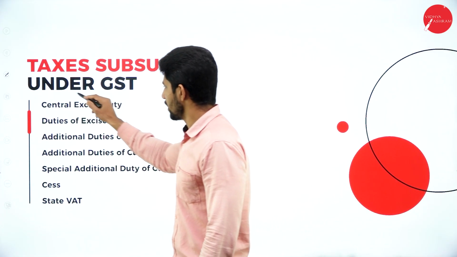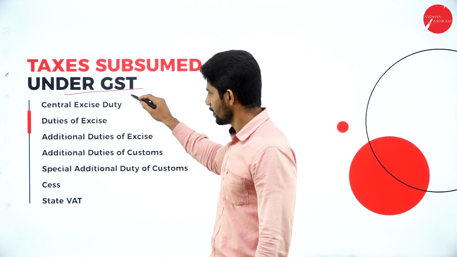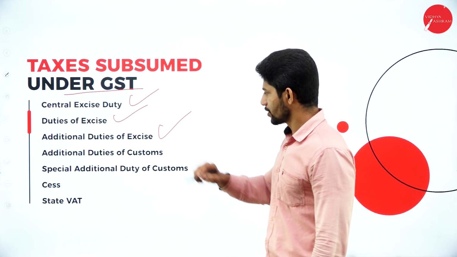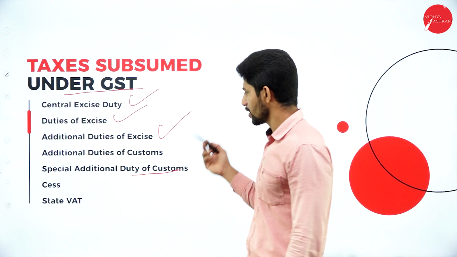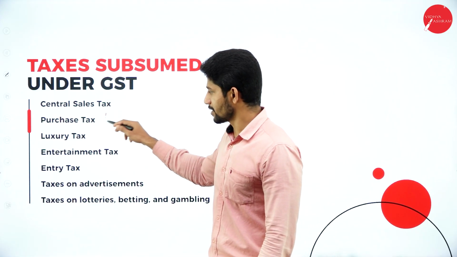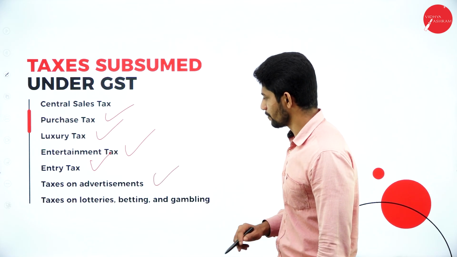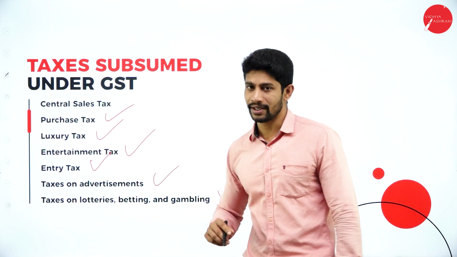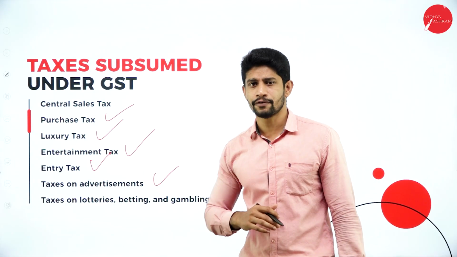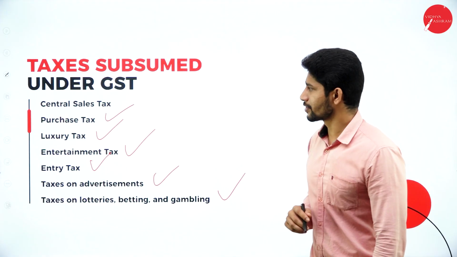So taxes subsumed under GST. Which are all the taxes which are subsumed by GST? Those taxes are central excise duty, duties of excise, additional duties of excise, additional duties of customs, specified additional custom duties, cess, state VAT, and central sales tax, purchase tax, luxury tax, entertainment tax, entry tax, taxes on advertisement, taxes on lotteries, betting and gambling. So these are the indirect taxes we had earlier to GST. And under these different types of indirect taxes, we used to pay the tax to the government. And all these indirect taxes are subsumed under GST.